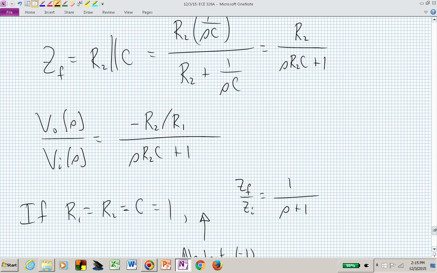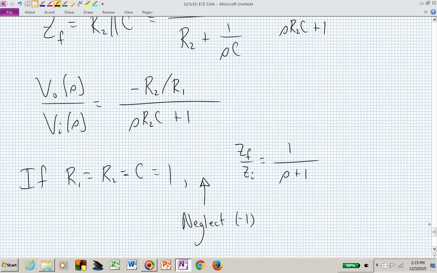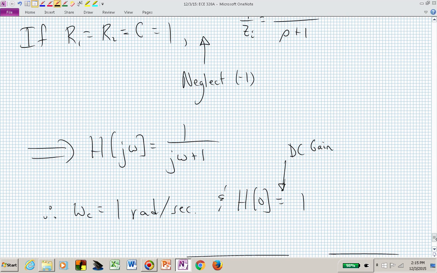If we substitute numerical values of 1 for the R's and the C, and neglect the sign of minus 1, we end up with a transfer function of 1 over S plus 1. Now the transfer function H of j omega, if we are interested in its frequency response, is 1 over j omega plus 1. We can see that the 3 dB frequency, or the cutoff frequency or break frequency, is 1 radian per second.